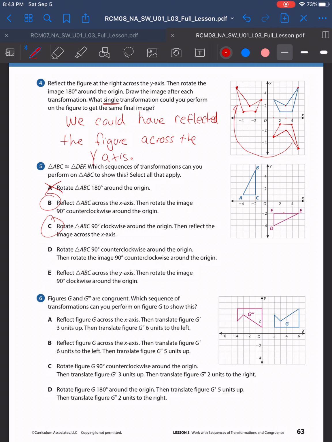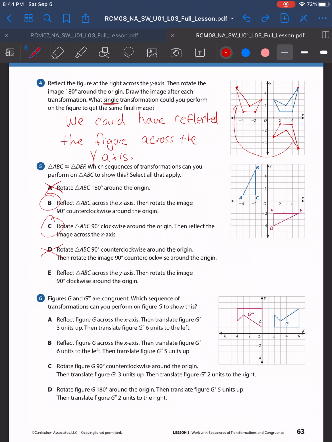Okay, D, rotate ABC 90 degrees counterclockwise, so it'd go this way around the origin. Okay, I'm not even going to draw that, because if I rotate it 90 degrees counterclockwise, it's going to land in this quadrant, not even in the right quadrant. Okay, so D doesn't work. Oh wait, I didn't read that all the way. Then rotate it 90 degrees counterclockwise around the origin again. Flip, flip. No, because then it would look like this. It'd look like that. Okay, D is for sure wrong.